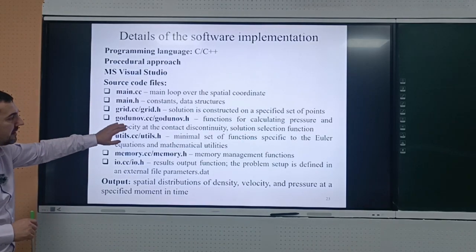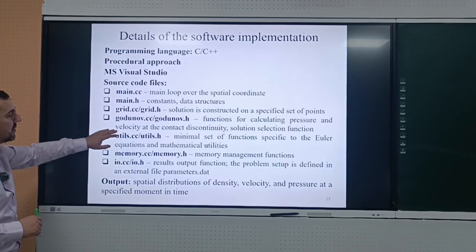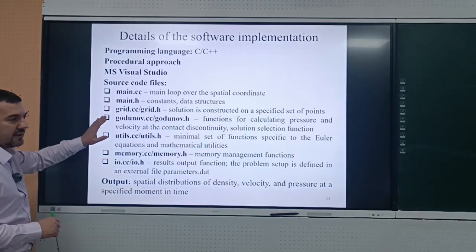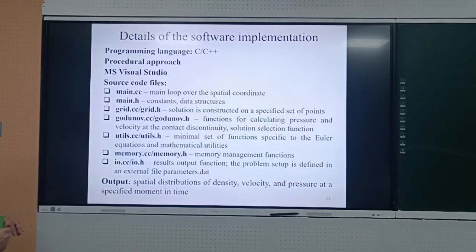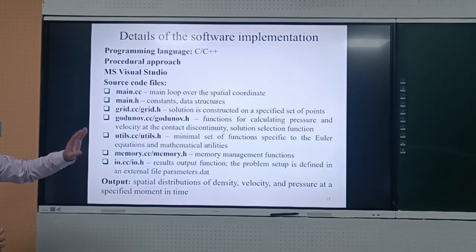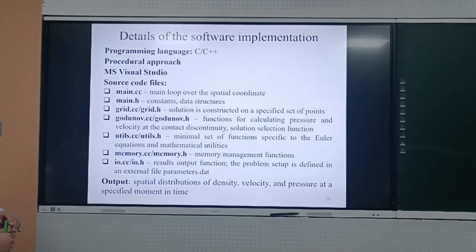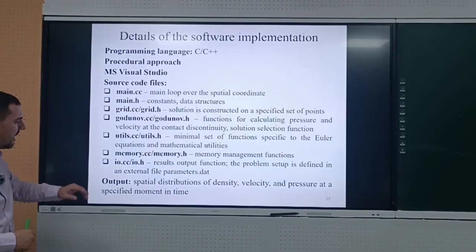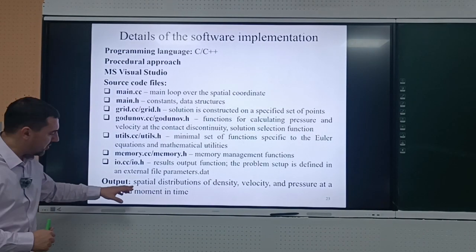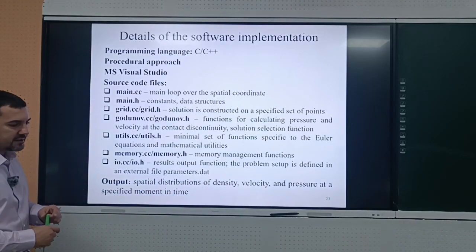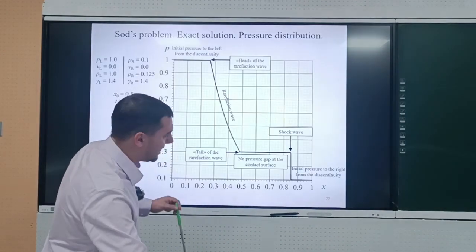Godunov.cc is a file with functions for calculating pressure and velocity at the contact discontinuity, and all the necessary functions to compute the structure of the Riemann problem solution. I also have a file with different functions specific to Euler equations, such as computation of the speed of sound and so on, and some additional working files. As a result, the program computes spatial distributions of density, velocity, and pressure at a specified moment in time. So just the profiles I have shown to you.